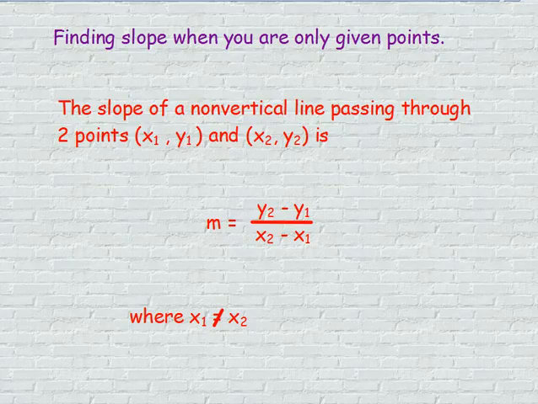So here's your formula to find slope. Again, all you need is 2 points. And you just have this formula. M equals y2 minus y1 over x2 minus x1. Okay? And then there's a very important stipulation down here. This says where x1 does not equal x2. Why can these x's not be the same?